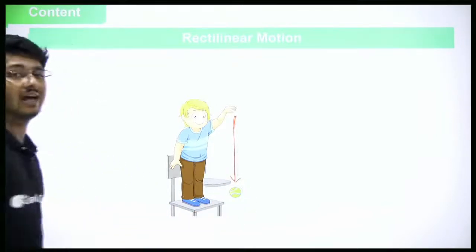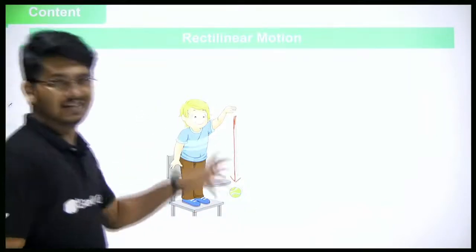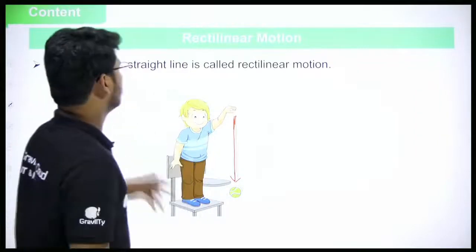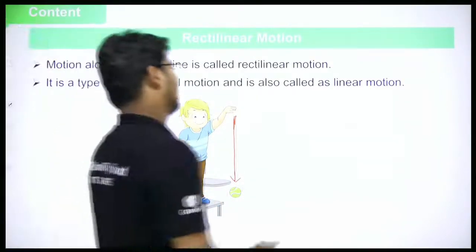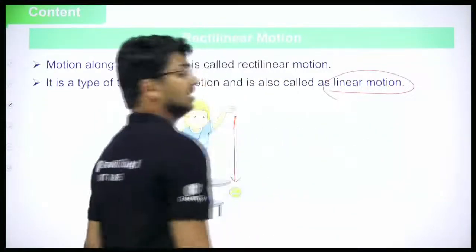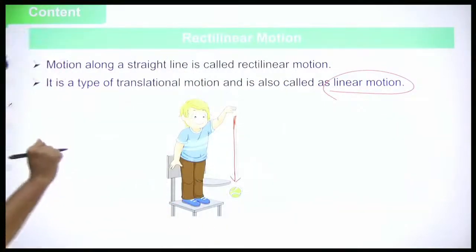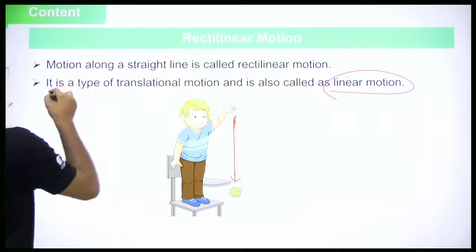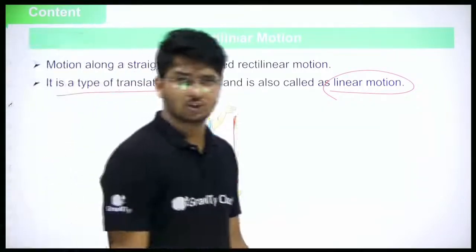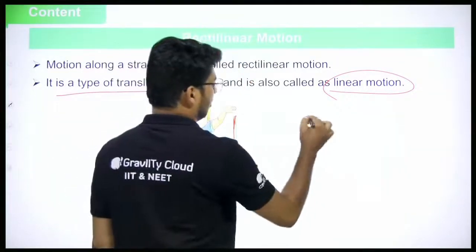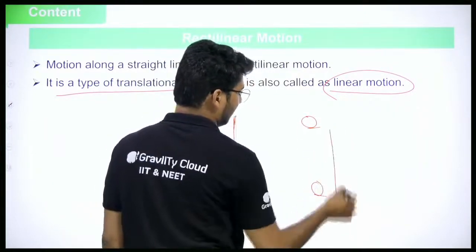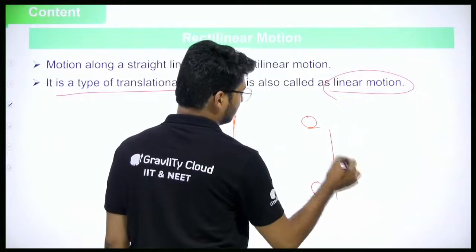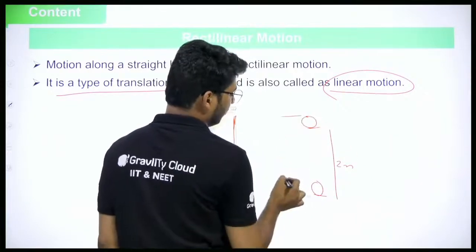Motion along a straight line is called what? Rectilinear motion. Sometimes it's called linear motion, but exactly speaking, it is rectilinear. And coming back, it is also a type of translational motion. Because again, see, this is the ball. If the front end, let's say, falls down by 2 meters, how much does the back end fall?